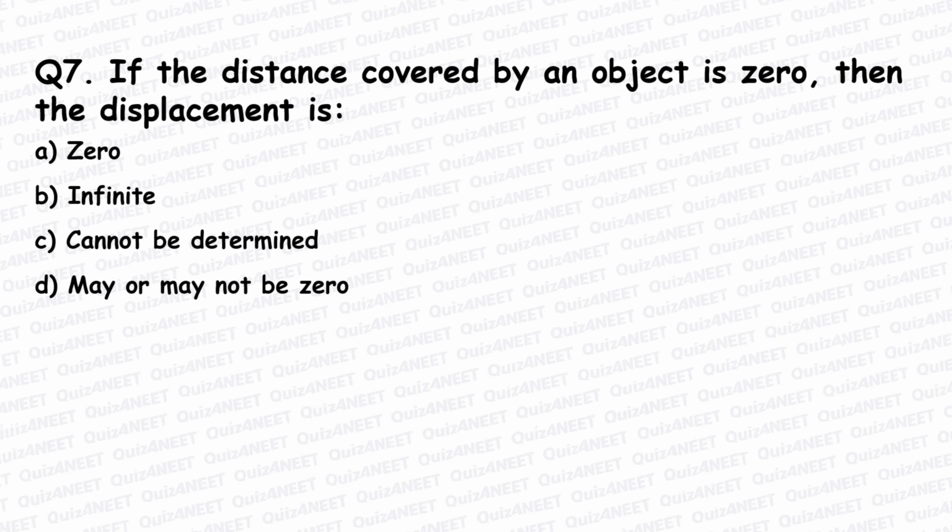Q7. If the distance covered by an object is 0, then the displacement is A. 0, B. infinite, C. cannot be determined, D. may or may not be 0.